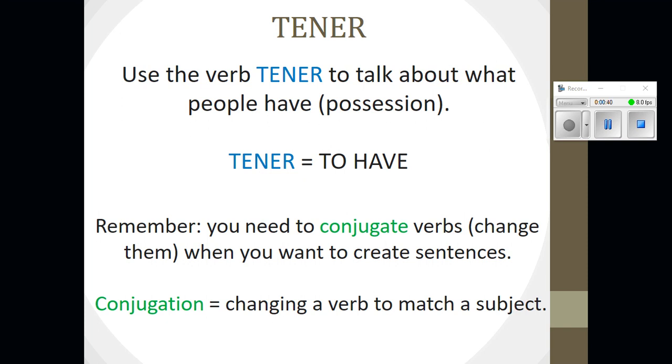Okay, the next part says to write what conjugation means. Below on the PowerPoint it says, remember, you need to conjugate verbs, or change them, when you want to create sentences. This word conjugation means changing a verb to match a subject. So pause the video and fill in the definition of part A on your note guide.